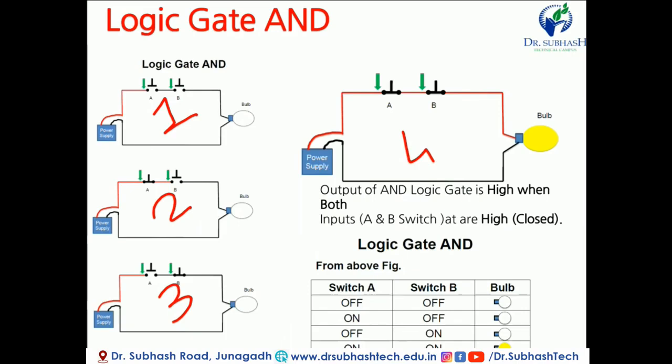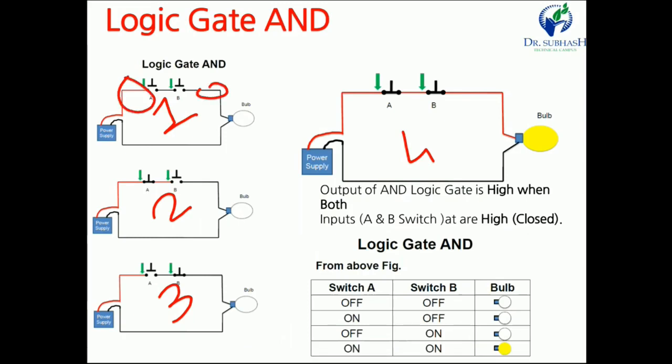Now the first condition: switch A and switch B are both open, so the path is an open circuit. Whenever the path is a closed circuit, the wire becomes red. If it is black, then it is an open circuit. So A and B both are open, there is no current flow, so the bulb is off. In the second mode, switch A is on but switch B is off, so it is an open circuit and the bulb is off.